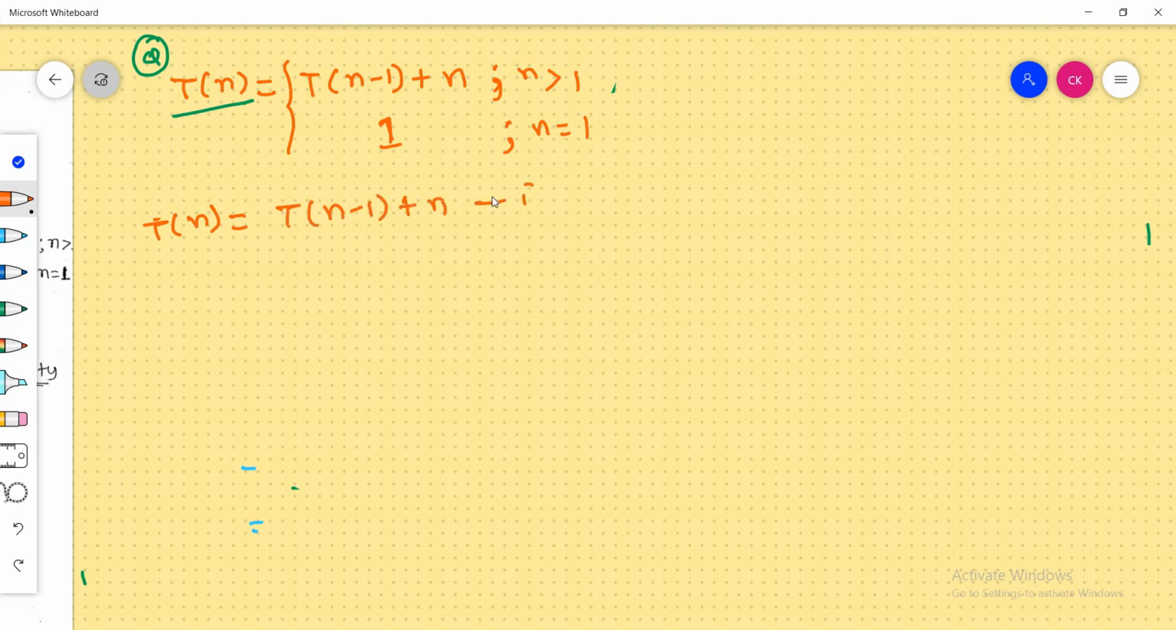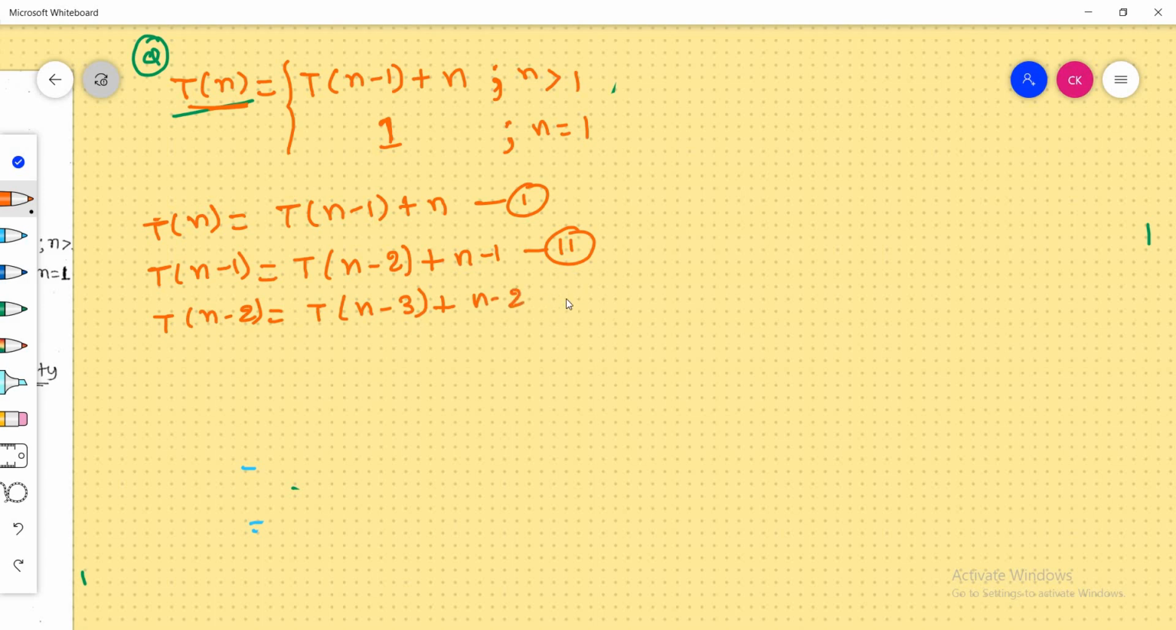So let us put this equation number 1, and write a few more equations in terms of T only. So what is T of n minus 1? T of n minus 1 is, of course, T of n minus 2 plus, if this is T of n, then this will be n only. So if this is n minus 1, then this will be n minus 1. So let us suppose this equation number 2, and T of n minus 2 is equal to T of n minus 3 plus n minus 2. So let us suppose equation number 3.